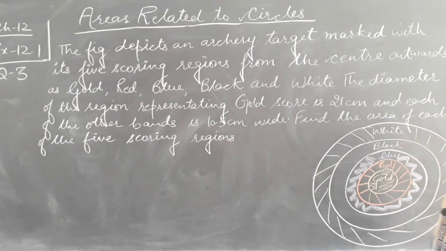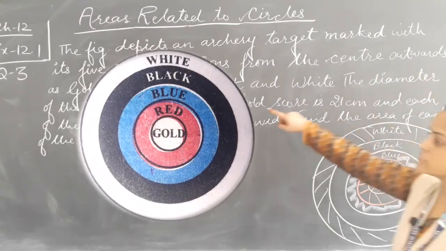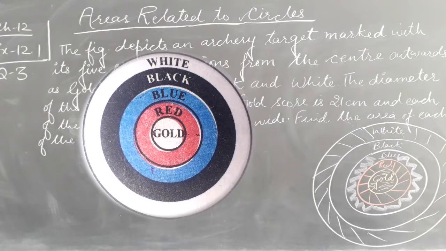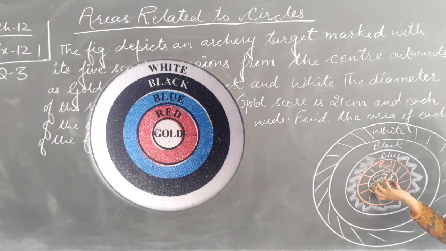Here it is. The figure depicts an archery target marked with its 5 scoring regions from the center outwards as gold, red, blue, black and white. We have an archery target given. In this archery target we have 5 circular regions, 5 scoring regions from center outwards. First region is gold, second is red, then blue, black and white. All these 5 circles are concentric circles, they have same center.